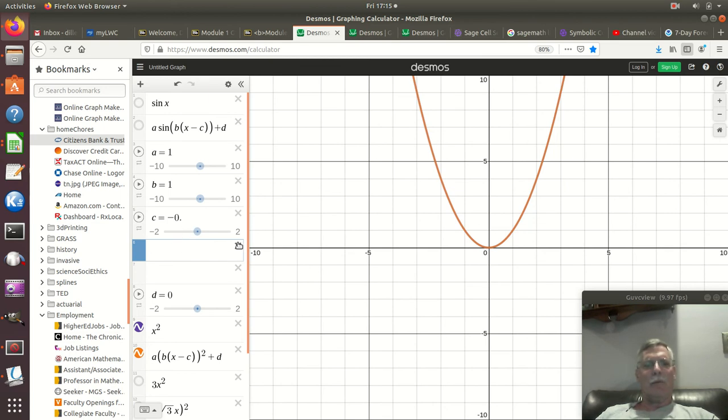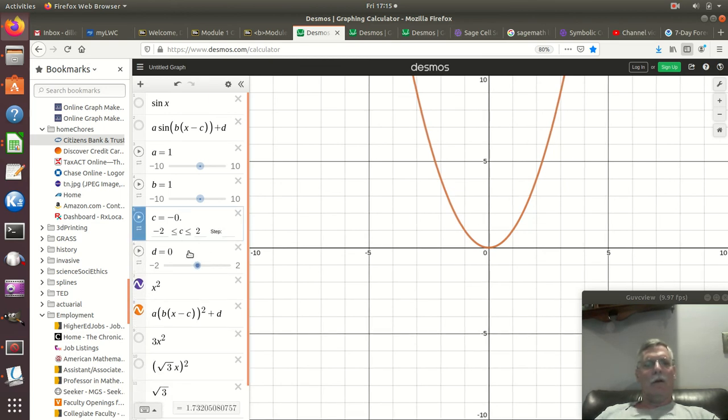So there we have the C. The C and D work nicely, but the A and B, depending on what your function is, can look a lot like each other. You can possibly achieve similar results by either messing with A or messing with B, but not always.